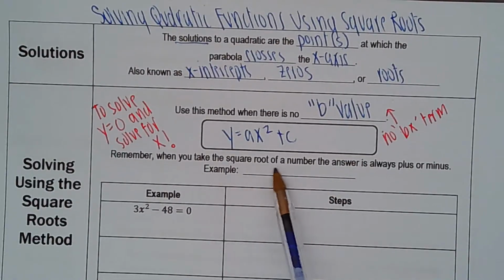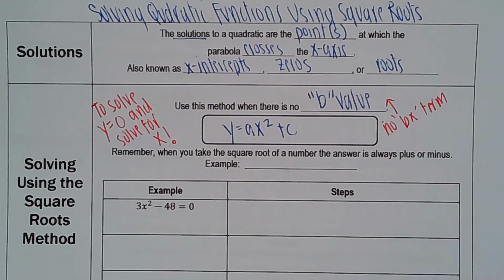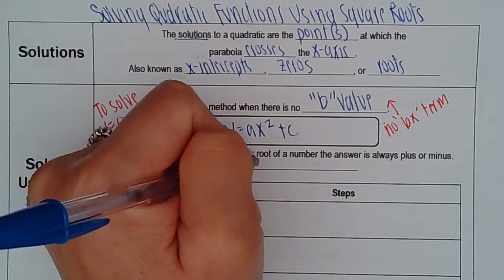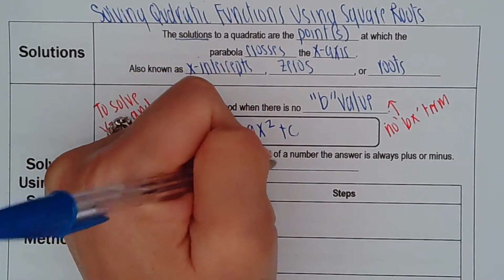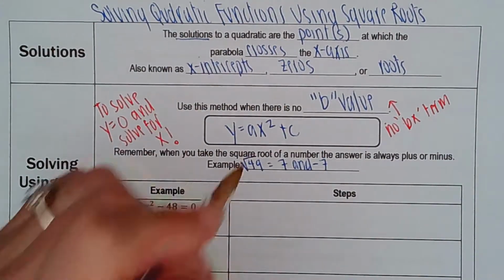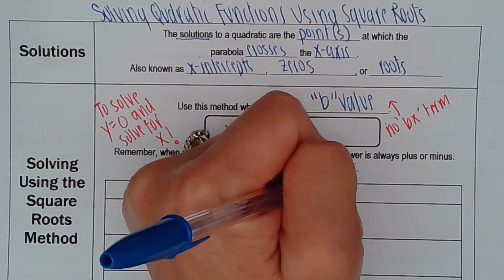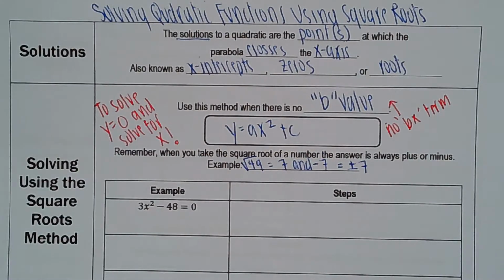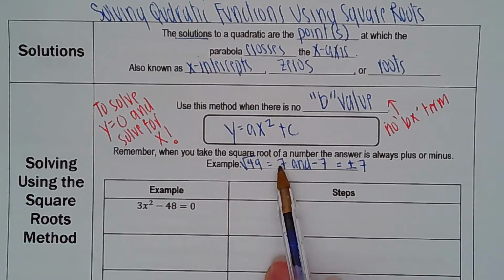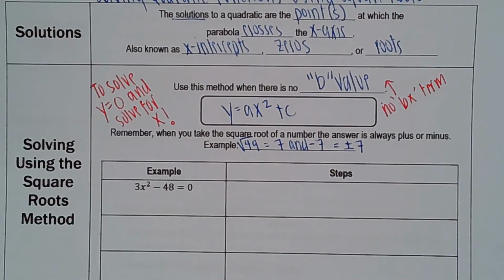Okay, remember when you take the square root of a number, the answer is always plus or minus, all right? So if we're taking the square root of 49, for example, that equals 7 and -7. You can always write it as plus or minus 7, which is just a nice straightforward way to write it rather than writing 7 and -7. Because remember that when you square -7, you get a positive 49. When you square positive 7, positive 49. That's why it can be either of those answers.